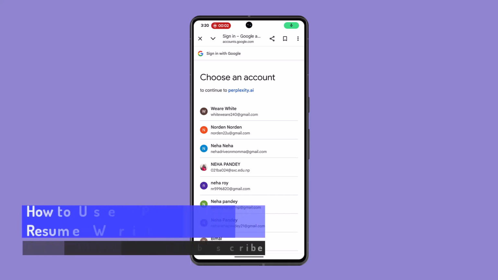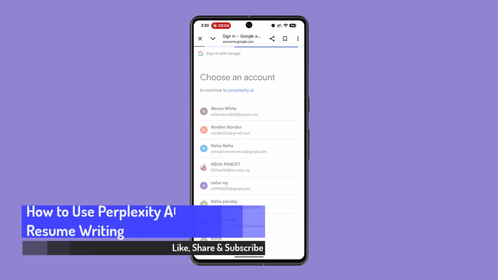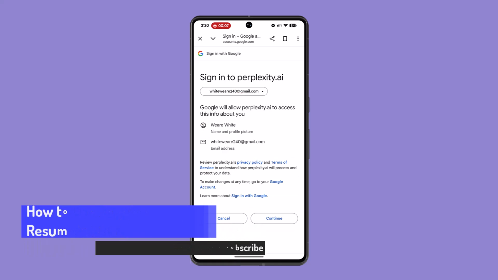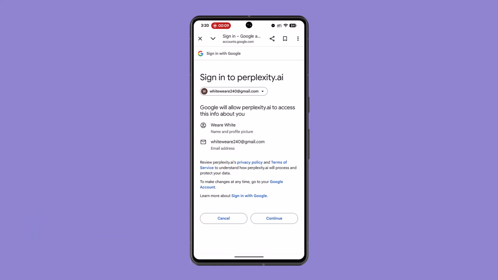How to use Perplexity AI for resume writing. In order to use Perplexity AI for resume writing, the first step is using Perplexity to understand what a specific employer is looking for.